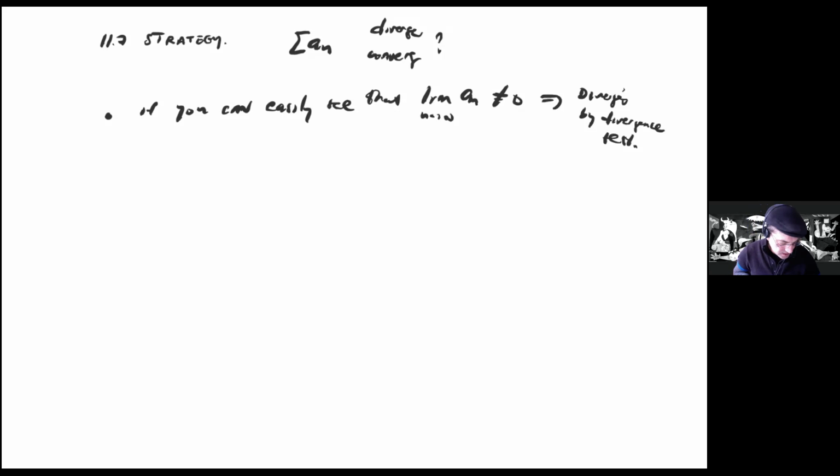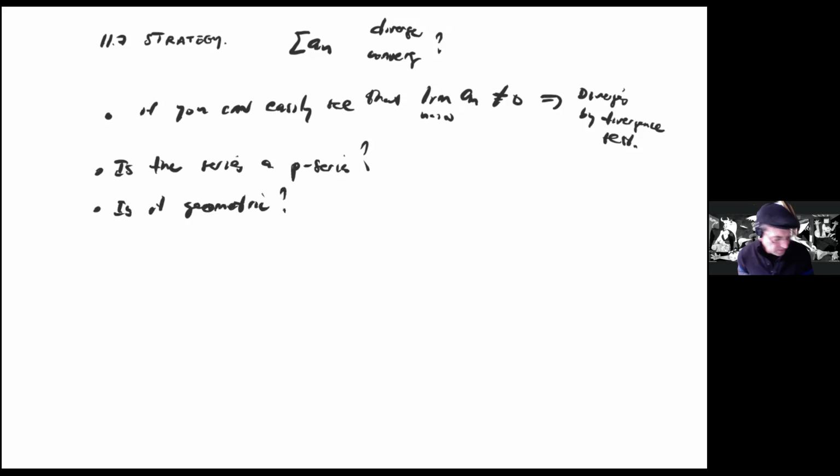Okay, so now the question is, how do we try to deal with this? Well, first of all, is the series a p-series? Well, we know that if it's a p-series where p is strictly greater than 1, it converges. And if it's less than 1, it will diverge. So if your series is a p-series, we know what to do. Is it a geometric series? Well, if it's geometric and the common ratio has absolute value strictly less than 1, it will converge.